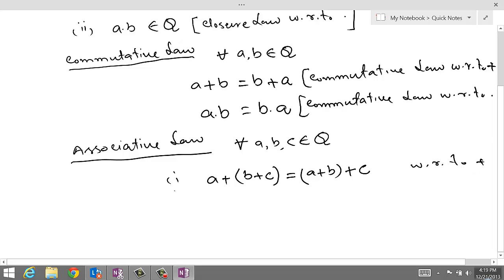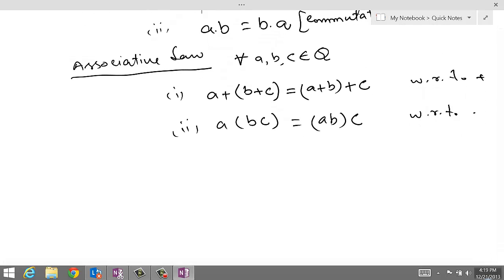and a times (b c) is equal to (a b) into c. This is called associative law with respect to multiplication. Same thing here and here.